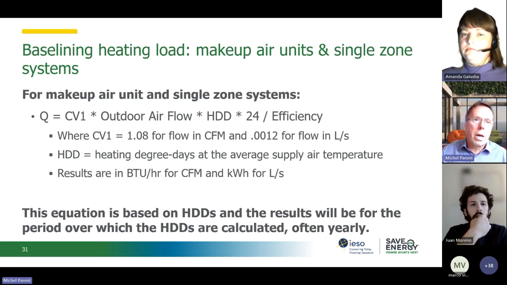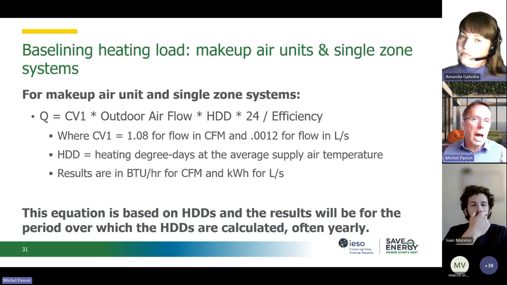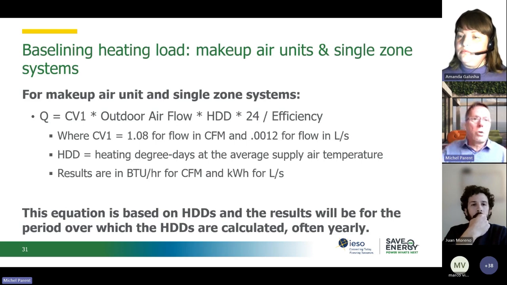Then you multiply that by 24 divided by the efficiency of the heating system. So if it's a gas-fired makeup air unit, you divide by, let's say, 0.75. If it's electric, obviously by 1. If it was a heat pump, you divide by the average annual efficiency, let's say 2.5. So that's how you would get it, and you would do that for every single air handling unit. That's for a makeup air unit.